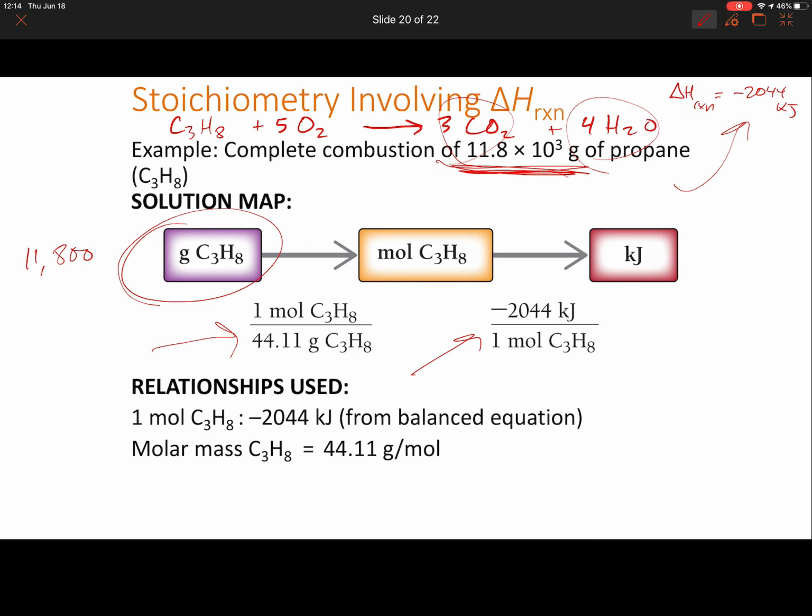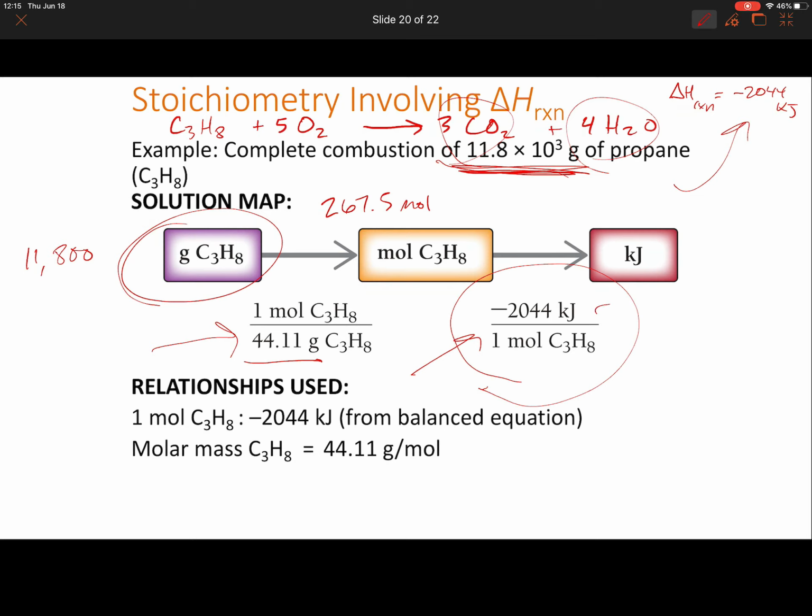11,800 grams of propane divided by its molar mass to figure out how many moles that is. Let's see, what is that number? We can do that. 11,800 divided by 44.11, which is the molar mass. That's 267.5 moles of propane. Now the last step is saying every mole of propane combusted would release 2,400 kilojoules.